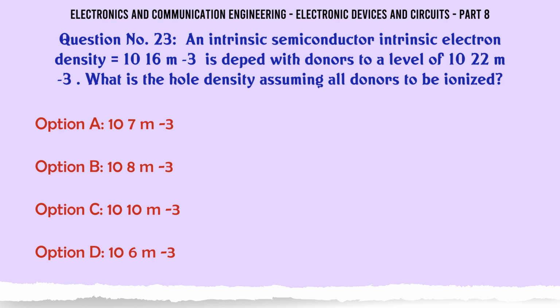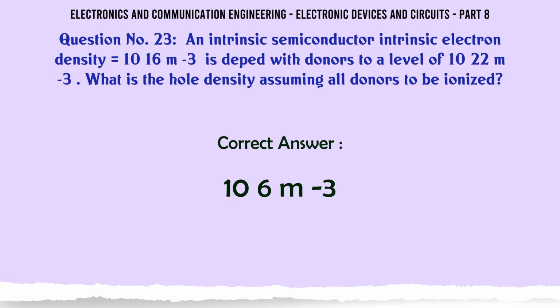What is the hole density assuming all donors to be ionized? A. 10^7 m^-3, B. 10^8 m^-3, C. 10^10 m^-3, D. 10^6 m^-3. The correct answer is 10^6 m^-3.